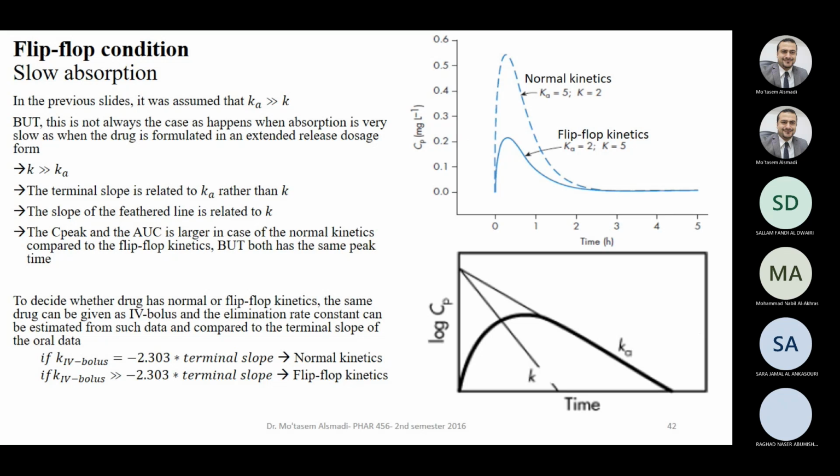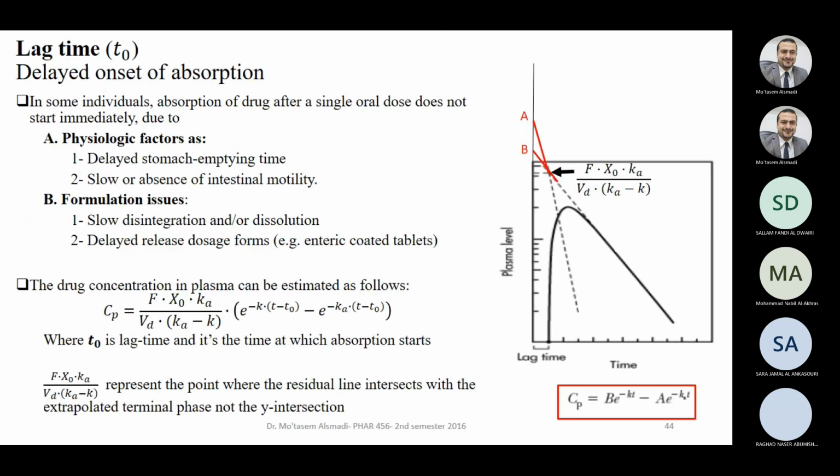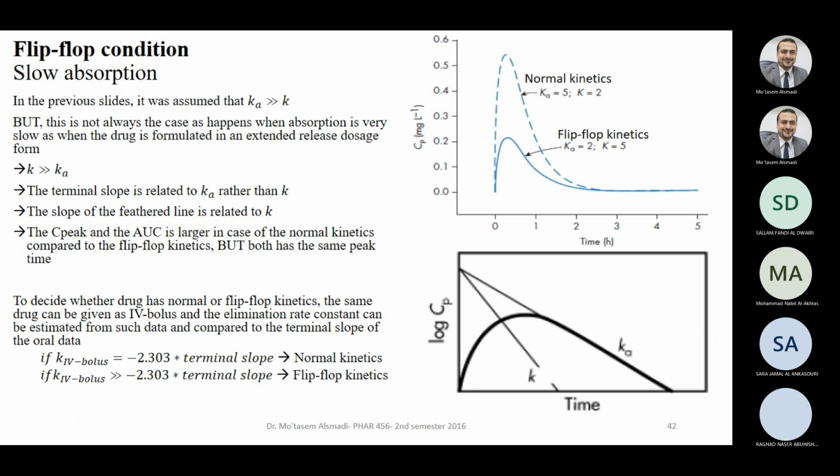Can you differentiate between delayed and sustained? You know what's the difference? It starts from time zero, right? Like the enteric coated tablet. Exactly. So this happens when you have a sustained release, not a delayed release. If you have a delayed release, we'll talk about something else that's called the lag time. But a sustained release will be associated with the flip-flop kinetic.